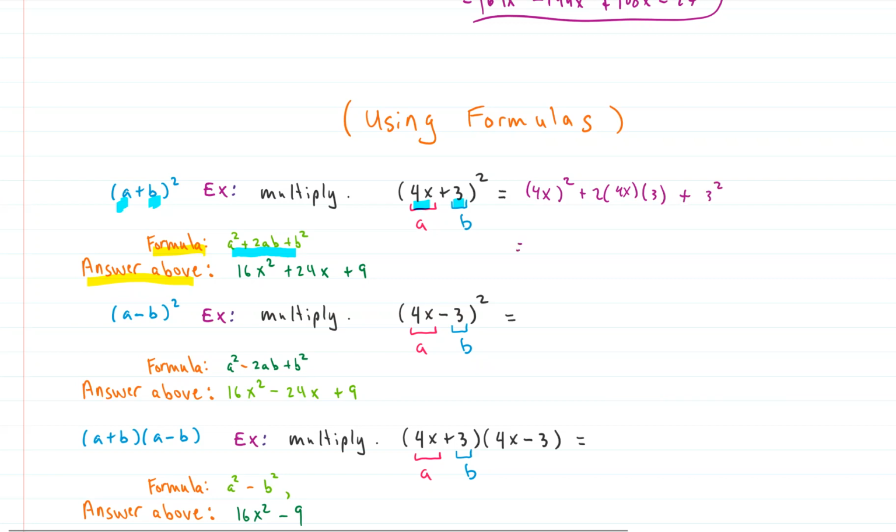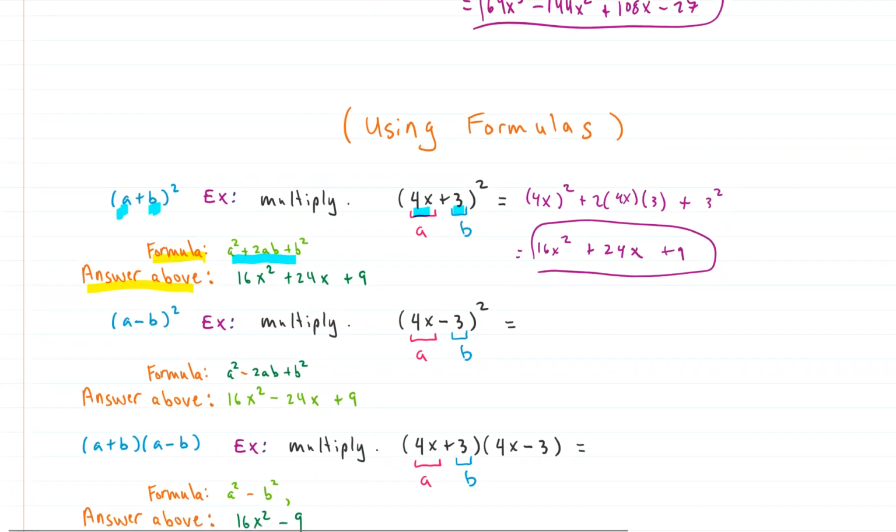Now when we do our simplification, 4x squared is 16x squared. 2 times 3 is 6, times 4 is 24x. And then we have 3 squared, which is 9. So we got the same answer as we did before. No different. And it looks like it was faster, right? I only took one line and then simplified. So who knows? What do you guys think?